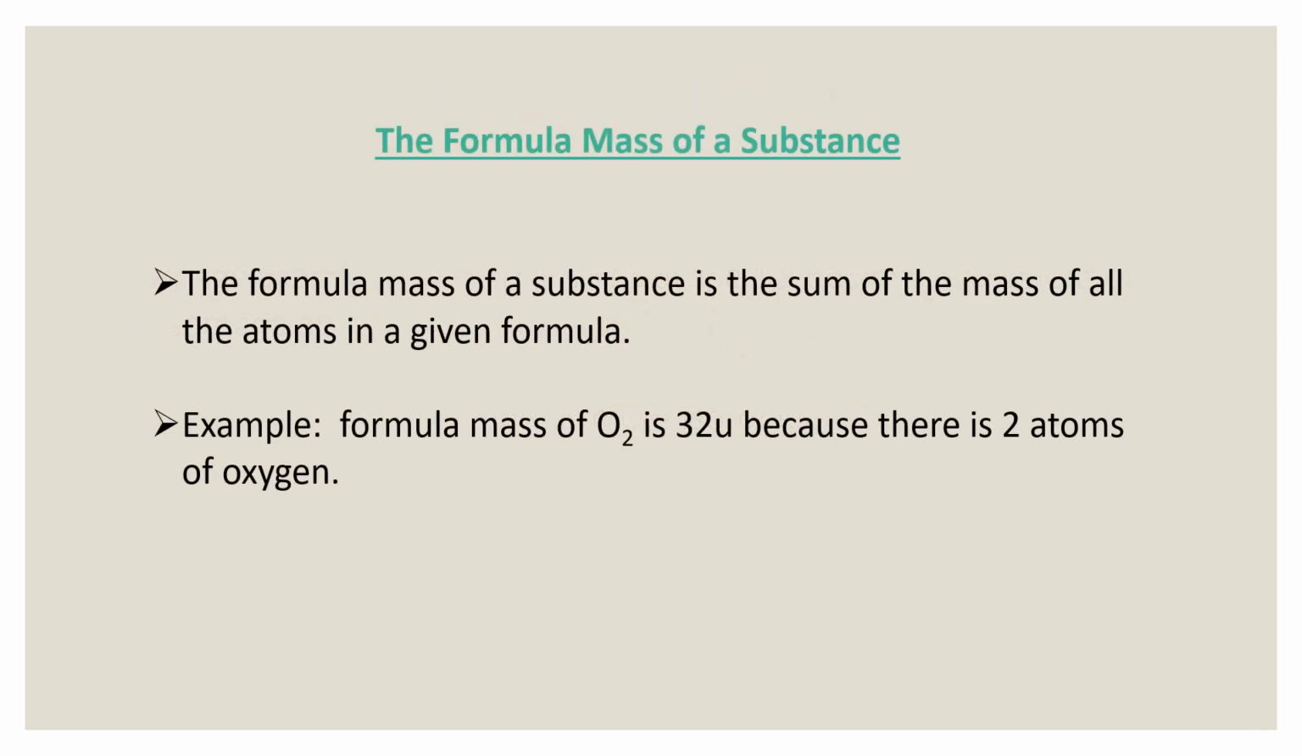The formula mass of a substance. The formula mass of a substance is the sum of the masses of all the atoms in a given formula. For example, the formula mass of oxygen is 32 u because there are 2 atoms of oxygen and the mass of one oxygen atom is 16 u, and since there are 2 atoms of oxygen, we multiply 2 by 16 and our formula mass of oxygen is 32 u.